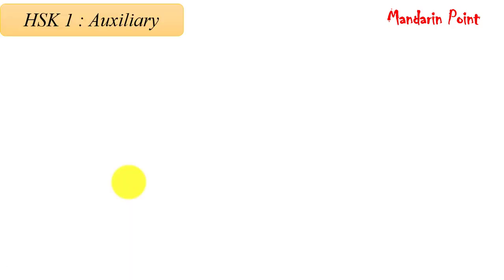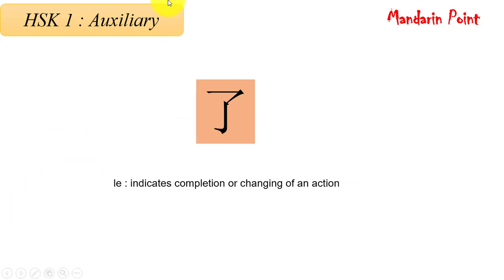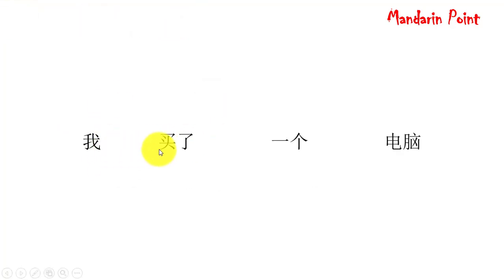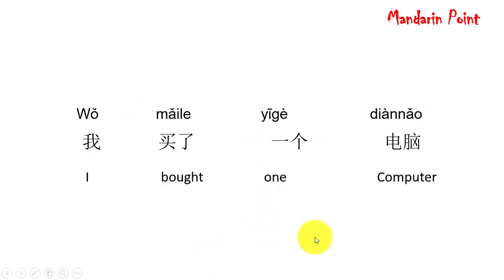The next auxiliary verb is le. It indicates the completion or changing of an action. It is usually used for past tenses. For example, here we have 我买了一个电脑。I bought one computer. We can see over here the action is mai, meaning to buy, but when le is added, it means it has completed this action and has converted it into past tense.